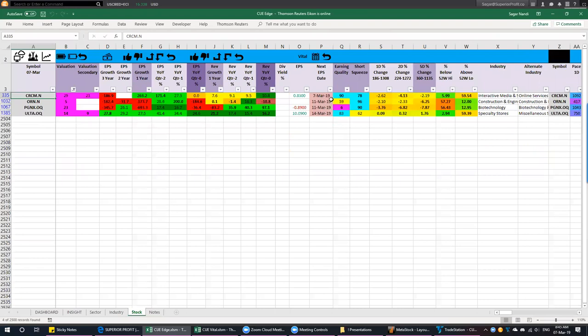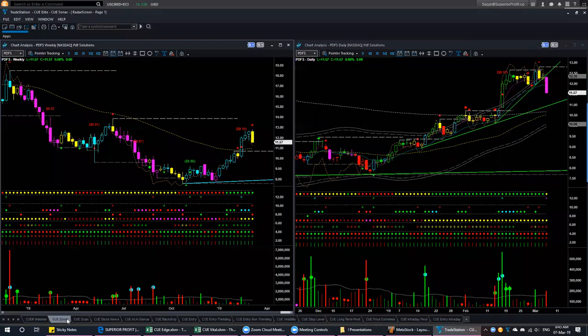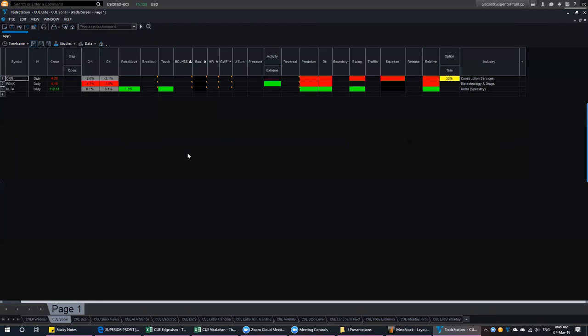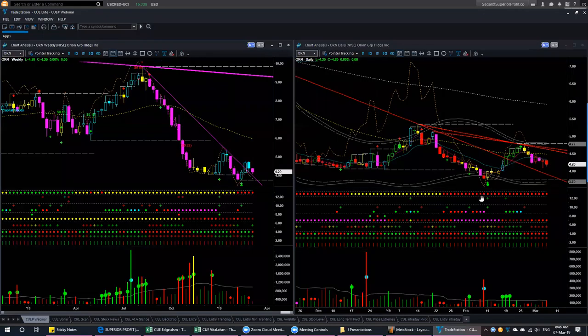Their earnings is coming soon. 7th March is today. Let's ignore that. Let's look at these three stocks. Clicking the chart icon, we'll copy the symbols. Going to radar again. Drop the stocks there, pressing Ctrl V. There is no trade setup right now on any of them. We can look at the stocks. ORN. It is already down a lot. We are not going to short it now.